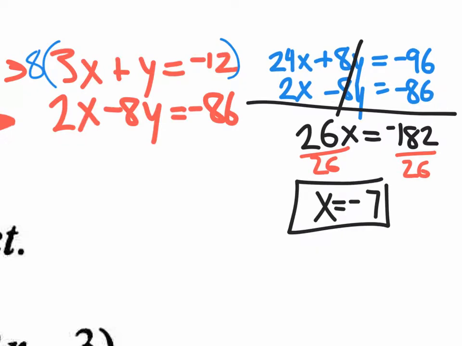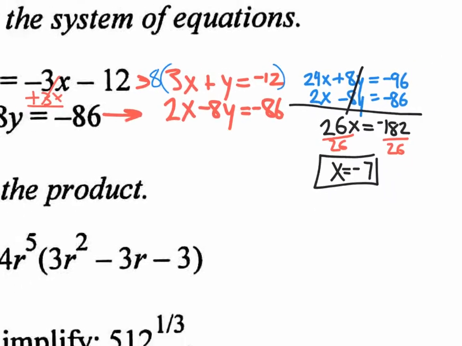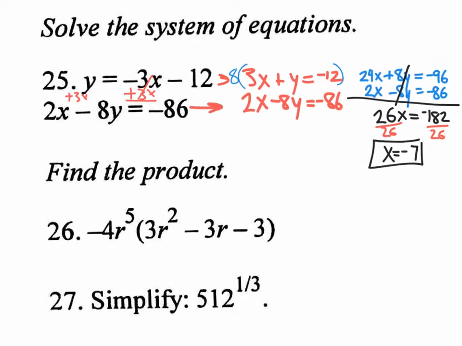I still need my y value, so I need to plug it back in to any equation I want. I could plug in the negative 7 into the x down here or into the x up here, or I could even go back to my original, any one at the beginning, and plug in my x value of negative 7 right there. So I'm going to plug it into this top equation on the original, and I'm going to solve for y. So I'm going to plug in negative 7 for x.